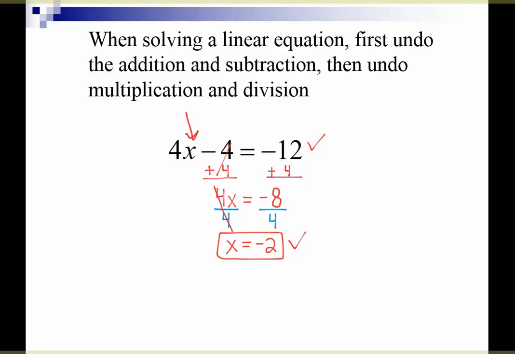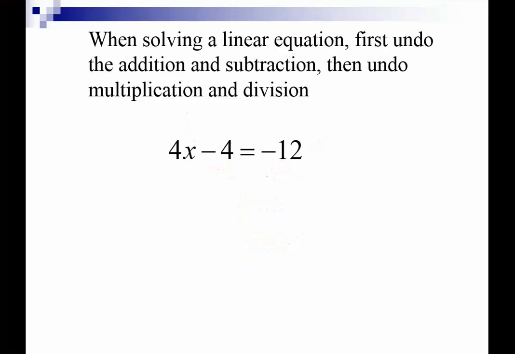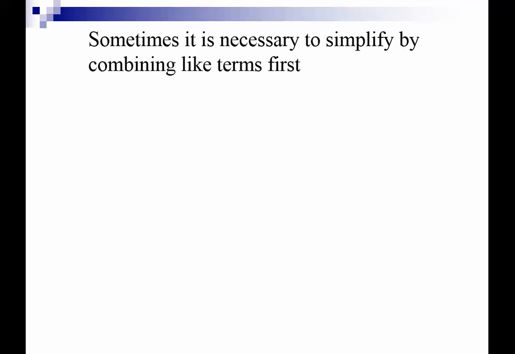You want to take out the loner first and then destroy the couple. All right, very good. Let's move on to something a little bit more complex, because they won't always be basic 2-step equations. It says sometimes it is necessary to simplify by combining like terms first. Take a look at this one. Okay, we have a little bit more stuff on the left this time.